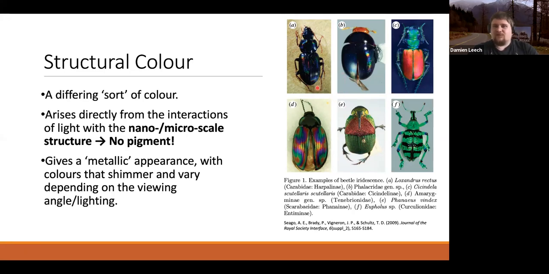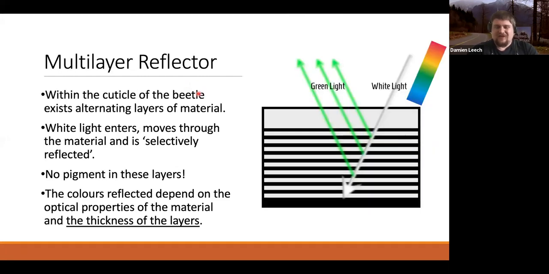But really, I want to talk about one specific one, which is called the multi-layer reflector. Within the outside shell of the beetle, there exist these alternating layers. It's usually chitin and another material, some kind of proteinous material. Sometimes it's just chitin with more water. It can also be little thin layers of air. But what it is is a series of alternating layers. The black and the white represent alternating layers, and you have this structured, stratified pattern.